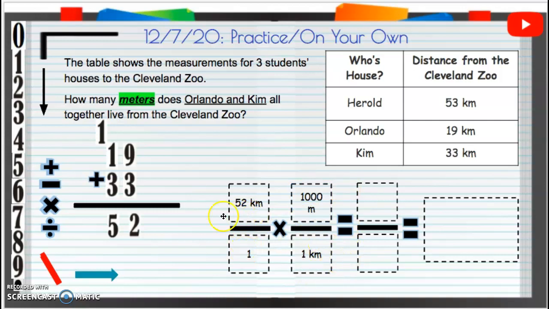So what we're going to do is, first off, we can cancel out these kilometers because anything divided by itself is 1. So kilometers divided by kilometers is 1. Now, on the bottom, 1 times 1 is 1. And 52 times 1,000, well, when we multiply 52 times 1,000, we get 52,000. I can make that a little bit smaller. And don't forget, we keep our meters there. So our final answer is 52,000 meters. And that's it for our practice on your own.